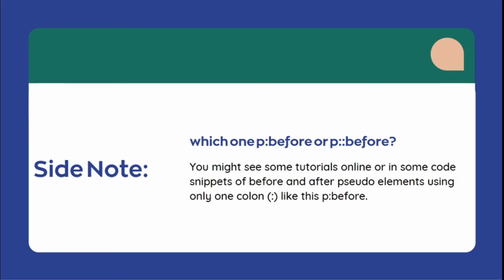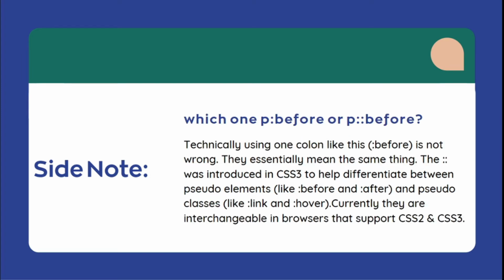You might see some tutorials online or in some code snippets of before and after pseudo elements using only one colon like this. Technically, using one colon like this is not wrong. They essentially mean the same thing. The double colon was introduced in CSS3 to help differentiate between pseudo elements like before and after and also pseudo classes like link and hover. Currently, they're interchangeable in browsers that support CSS2 and also CSS3.